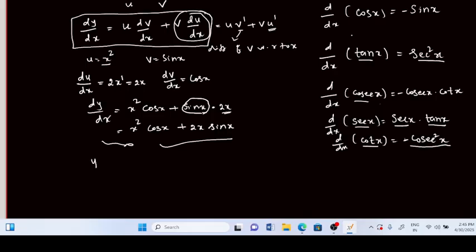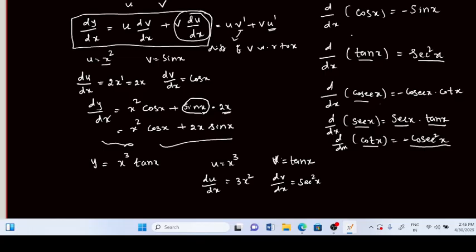I am considering y equal to x power 3 into tan x. Let us consider u equal to x power 3. We differentiate this with respect to x, giving 3 times x square. Similarly, we consider v equal to tan x. We differentiate this. Practice this trigonometric function formula. You must familiarize yourself with this formula: differentiation of tan x is secant square x.